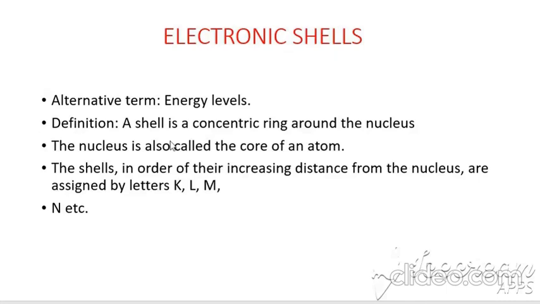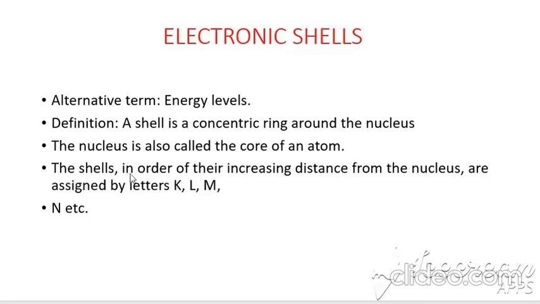And that's where the electrons are placed. So the nucleus is also called the core of an atom. The center of an atom is the nucleus, and around the nucleus, that's where the shells are found. And around the nucleus in those shells, that's where the electrons are placed or found.